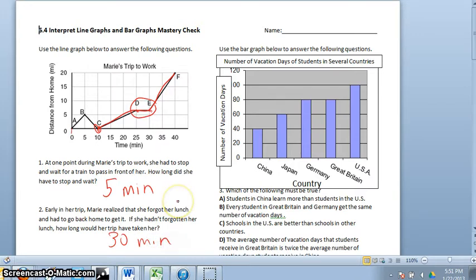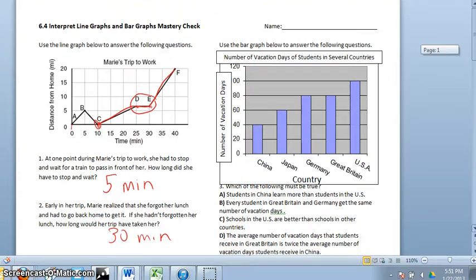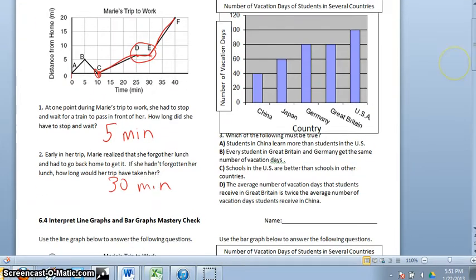All right, let's look at this bar graph. It says number of vacation days of students in several countries. And so I've got number of vacation days and then the country. Okay, so question 3 says, which of the following must be true? A, students in China learn more than students in the US. Well, that's possible, but my question says which must be true, based on the graph that they gave us.